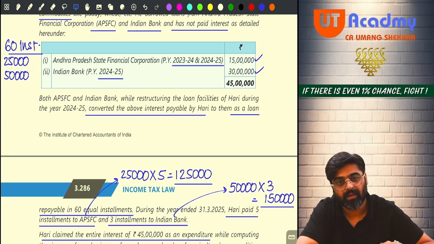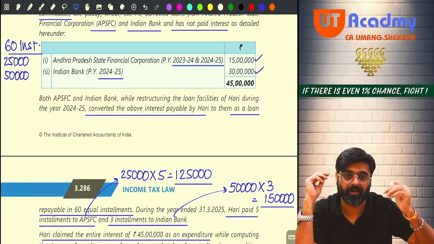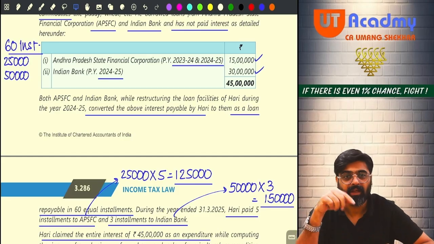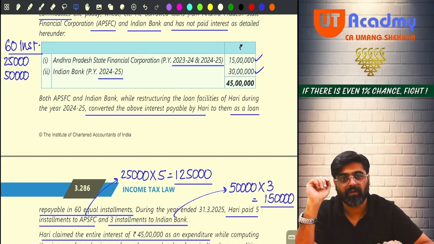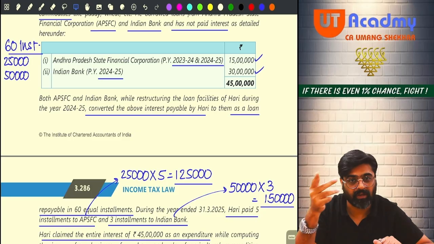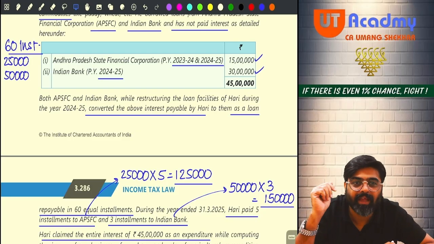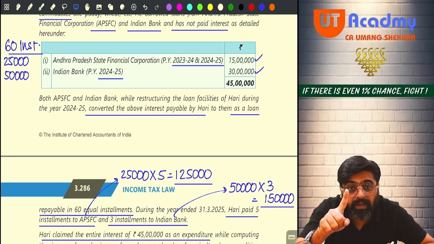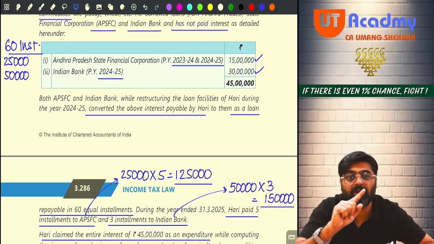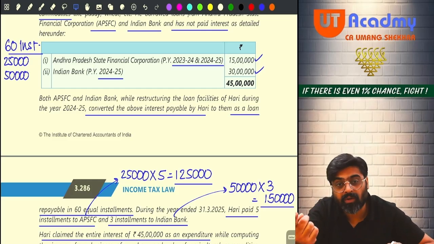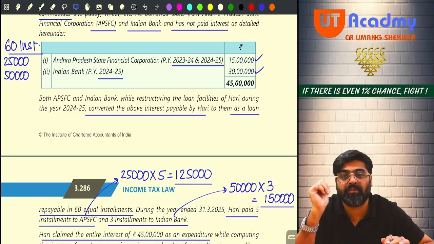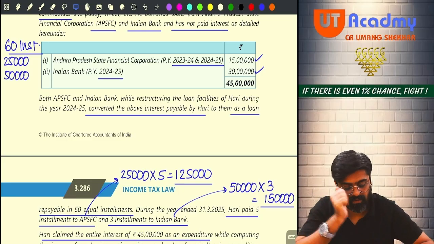So can you say last year's interest paid in this year? Why? Because it is converted into loan. Can you say this year's interest paid in this year? Why? Because it is converted into loan. You cannot say. So converting these loans in this year into another loan is not a payment of these interest.